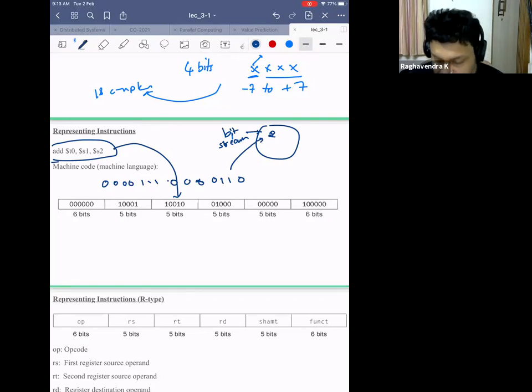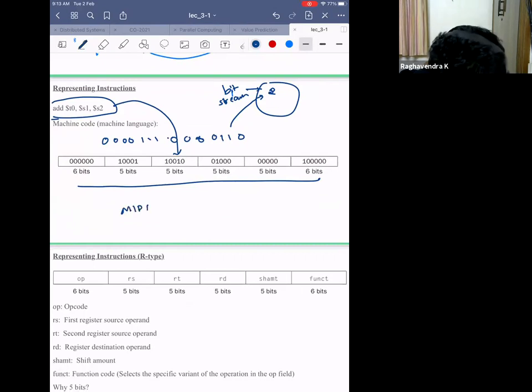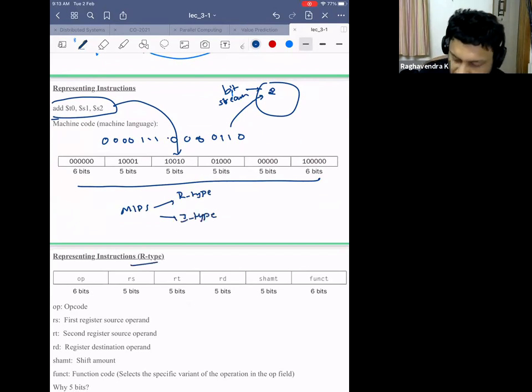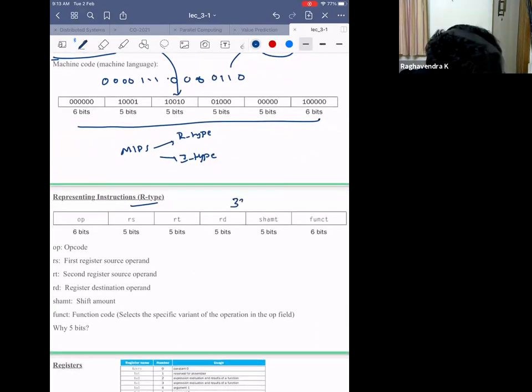In MIPS, this is the format of an instruction, one of the formats. There are 2 types of instruction in MIPS. One is called R-type instruction, the other is called I-type instruction. We'll see both of them now. The first type is R-type. The size of the instruction is 32 bits.